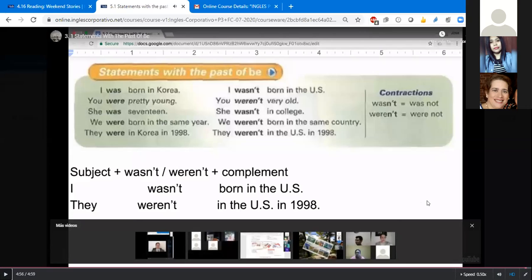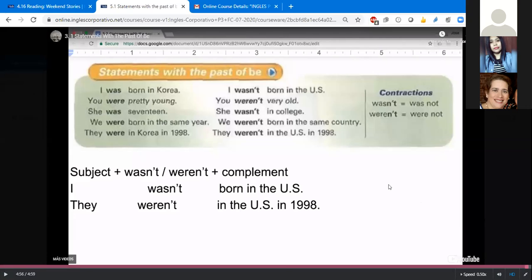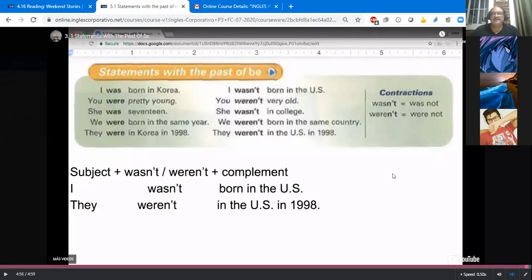Okay. Here, I know that you probably know it already, but just to refresh your memory. Remember this, when we say I, we use was. Remember that the verb to be in present has three forms, right? And they are am, is, and are. Okay, you say I am, but in past I was. In present you say you are, but now in past you say you were. She is, she was. We are, we were. They are, they were.